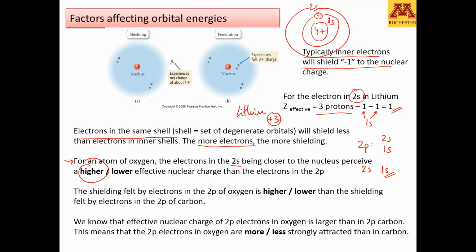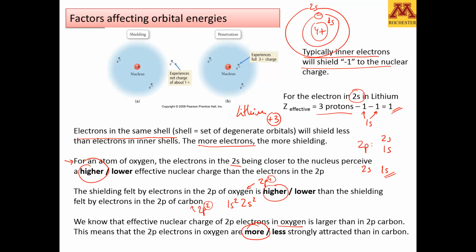Next question, will the shielding felt by electrons in the 2p of oxygen be higher or lower than the shielding felt by electrons in the 2p of carbon? Well, how many electrons do we have in oxygen? We have the same, so both carbon and oxygen have the 1s2, 2s2, but oxygen will have a 2p4, however carbon will have a 2p2. 4 electrons bothering each other will have more shielding than 2 electrons bothering each other or repelling each other. All right, so the shielding will be higher. All right, but we know that the effective nuclear charge on the 2p of oxygen is larger than in the 2p of carbon. And if you think about this, this means that the 2p electrons in oxygen have to be more strongly attracted than in carbon.